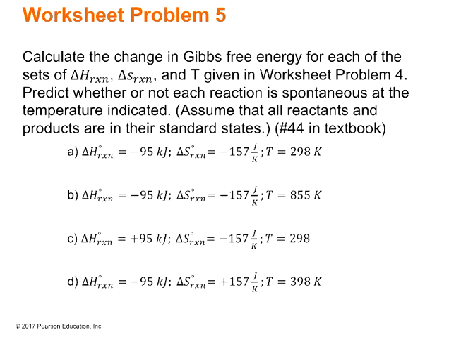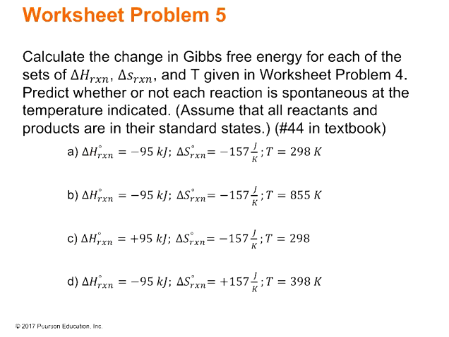Okay, now let's work on worksheet problem 5. So for this problem, we're going to calculate the change in Gibbs free energy for each of the sets of delta H, delta S, and T given in worksheet problem 4. So remember, in worksheet problem 4, we were trying to predict whether or not each reaction was spontaneous, and we were calculating delta S of the universe. But now we're going to calculate Gibbs free energy and see if the reactions are spontaneous or non-spontaneous.